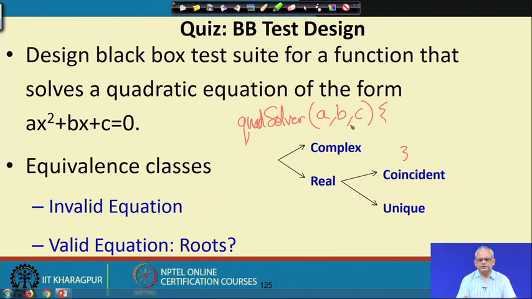If we examine the scenarios here, then one is that the root may be complex, the root may be real. If it is real, it may be coincident or unique. The valid set of values can be classified. The equivalence classes will be for complex root, real root, and the real root can be coincident and unique. And we can also have the invalid set of values and so on.